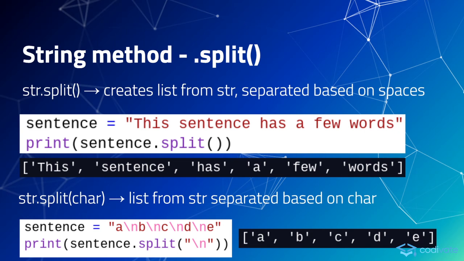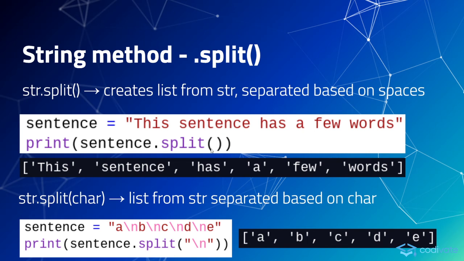So this is our last string method for the day. It's called the split method. What it does is it makes a list of the words in a string that are separated by a space. So here we have a string called sentence, and we're assigning this sentence a few words. If we were to print sentence.split, we would get a list. And this list basically has all the words in the sentence as items, and we can tell that it found those based on where the space was.